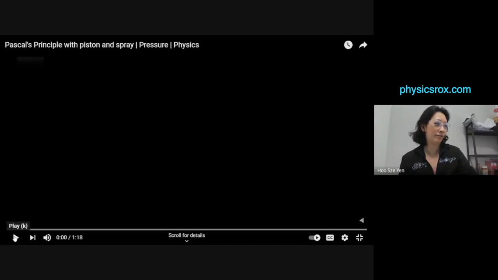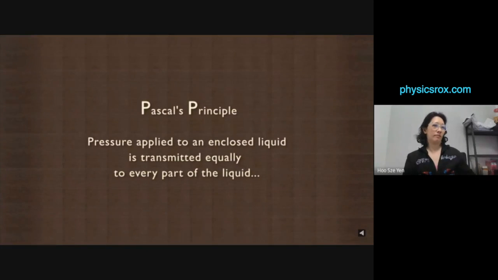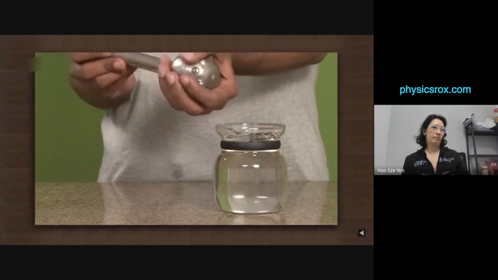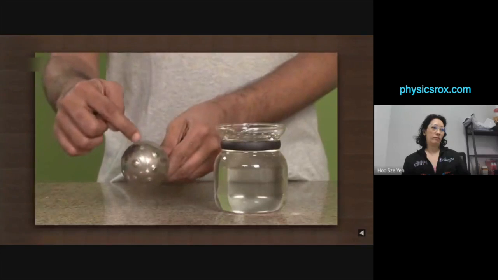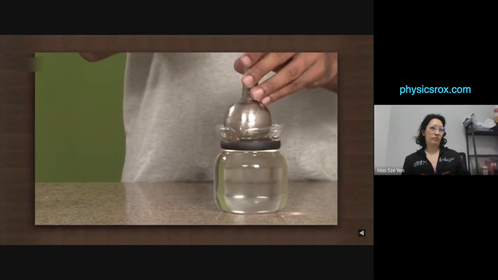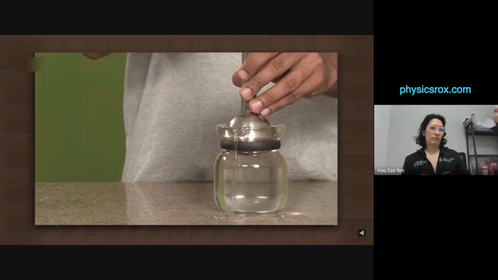Okay, just watch this. The French scientist Blaise Pascal said that pressure applied to an enclosed liquid is transmitted equally to every part of the liquid. So when you apply pressure at any one point in an enclosed liquid, it spreads equally in all directions. Let's see if this is true. For this, we need a tube with a piston at one end and a round bulb at the other. Observe the holes that are made on the round bulb placed in different directions. Now fill the tube with water and press the piston.